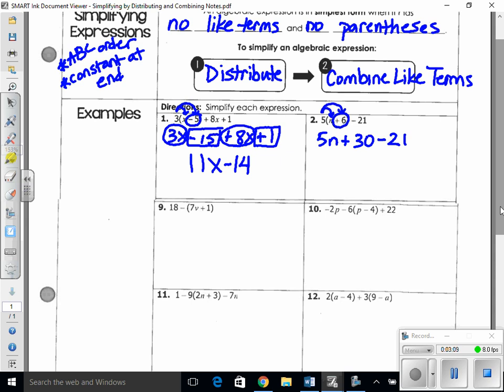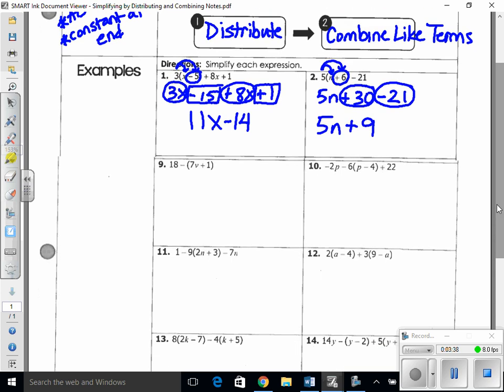So looking at my terms, I can combine the positive 30 with the minus 21. Right? And again, if you read it from left to right, it tells you what you're doing. You're taking 30 and subtracting 21. So 5n goes in the front because your variables always go first. And then 30 minus 21 is going to give you a positive 9. Make sure whatever kind of number you have, that sign in front of it tells you if it's positive or negative. All right, then we go to the next example.